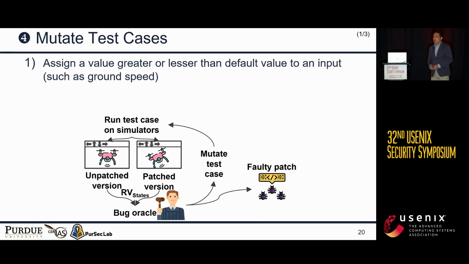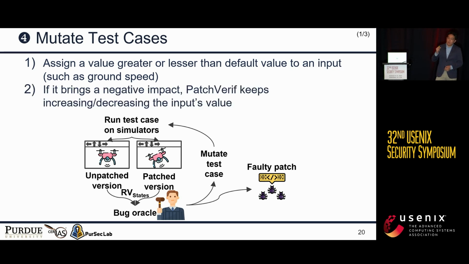Our mutation algorithm is quite simple. PatchVerif assigns a value greater or lesser than the default value to an input. Here, input denotes an environment condition, configuration parameters, and user commands such as the ground speed of the vehicle. If the executed input causes any negative impact, such as increased position error or increased battery consumption, in that case, PatchVerif keeps increasing or decreasing the input's value.